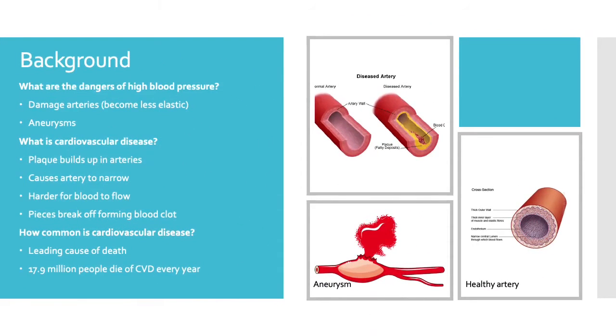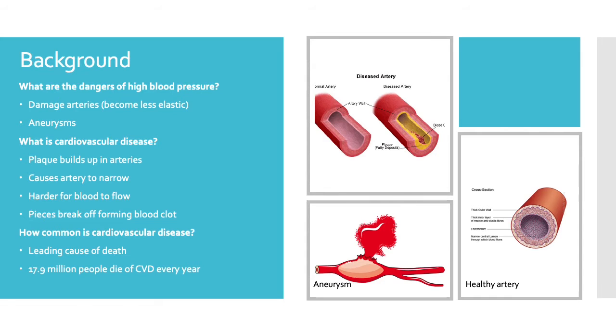What are the dangers of high blood pressure? High blood pressure can damage the inner liner of the artery walls and can cause aneurysms. What is cardiovascular disease? Cardiovascular disease is when plaque builds up in the artery, causing it to narrow. This makes it harder for blood to flow through the artery. Also, pieces of plaque can break off, forming a blood clot.